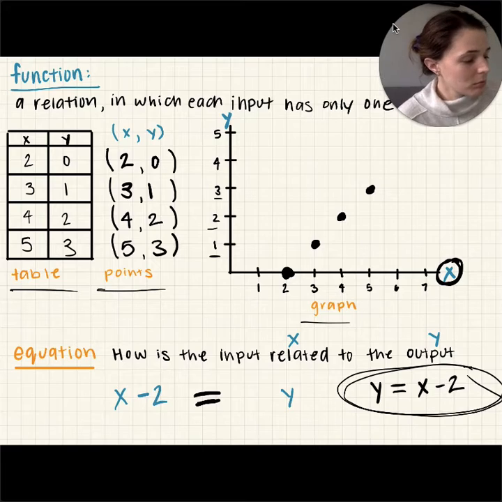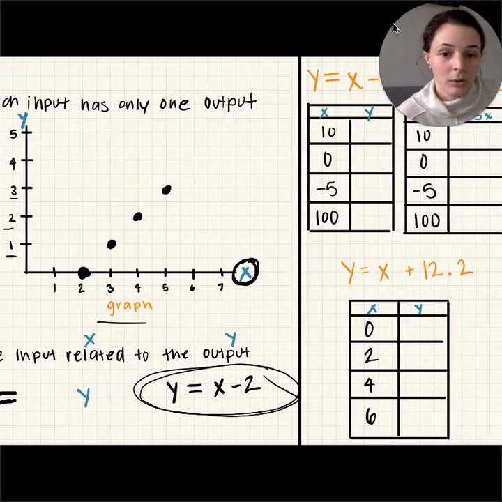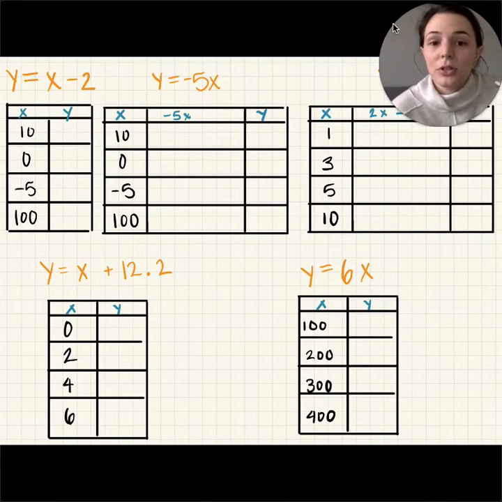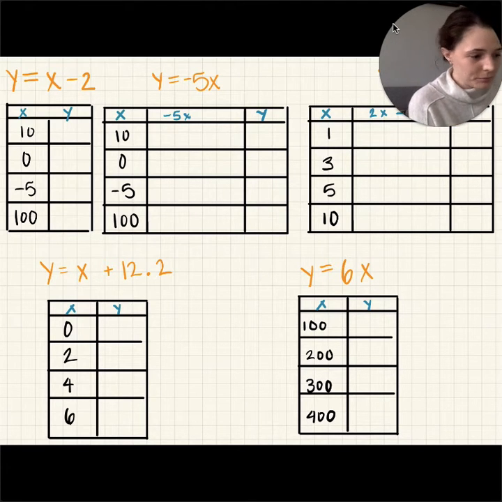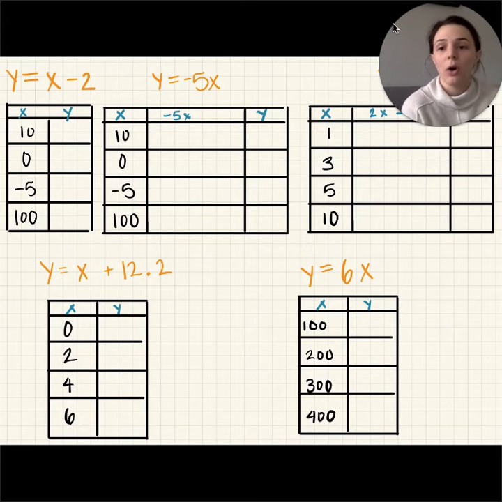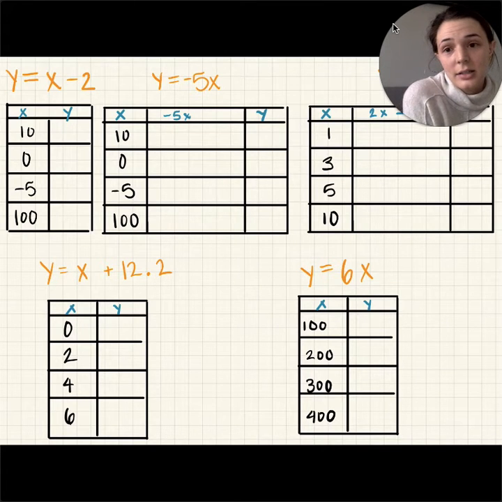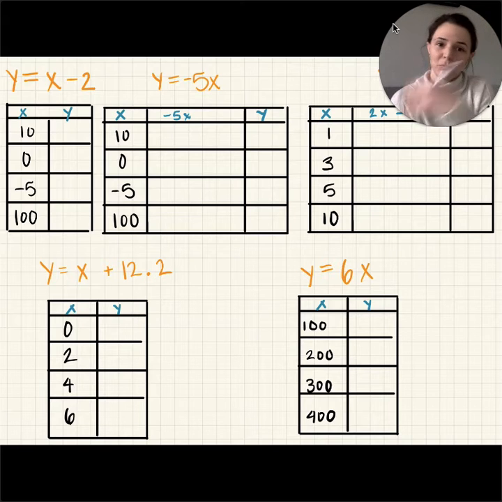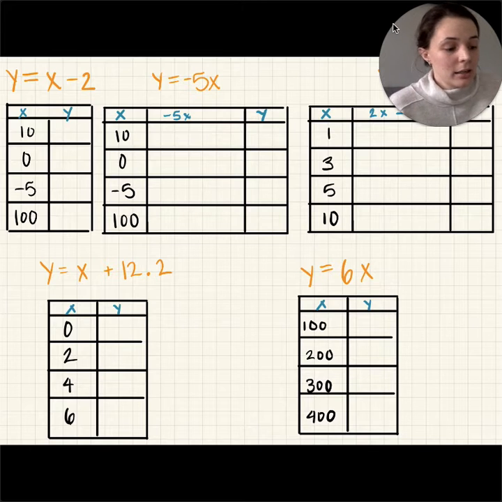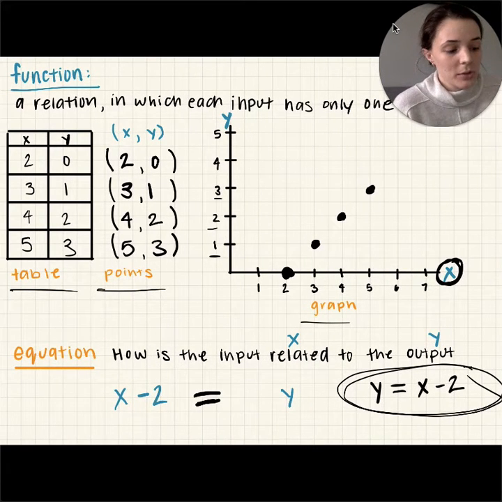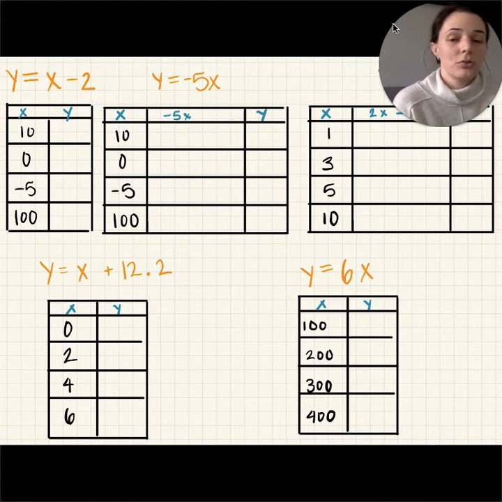Okay, so in that example, we kind of worked backwards. We had the table first, and then we made the equation. In these examples, the equation is given to you first, and we're going to use that to fill out the table. So my first equation is y equals x minus 2. Oh wait, this is the same as the one from before, but we can use it for any number. So in our table here, the numbers we had were 2, 3, 4, 5, but we could pick any number and use that equation for it.